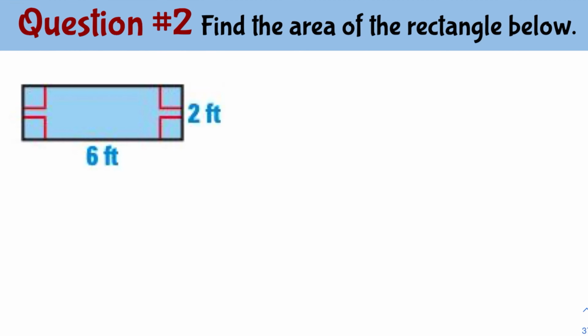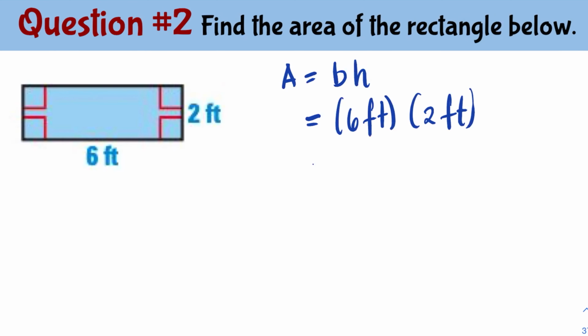Question number 2. Find the area of the rectangle below. To calculate the area of a rectangle, we can use base times height or length times width. So the area of this rectangle can be solved by multiplying 6 feet by 2 feet. So the area is 12 feet squared.